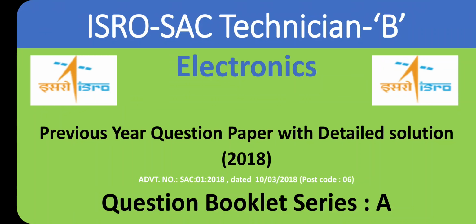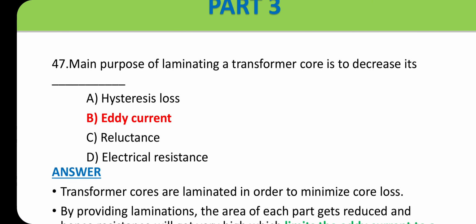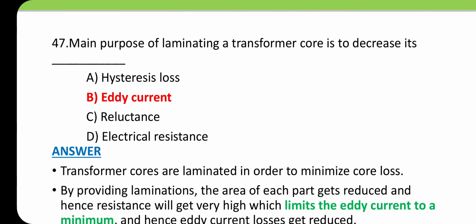Third part of the ISRO SAC Space Application Center Technician B Electronics previous year question paper with detailed solution, exam held in 2018. Up to question number 46 we discussed in the previous two videos.